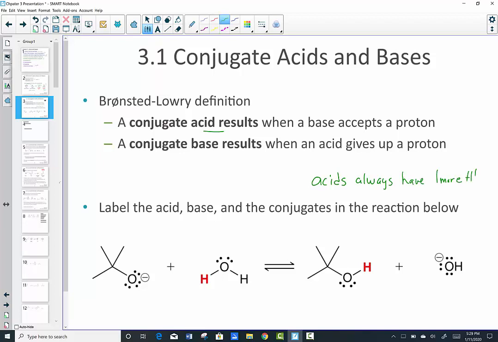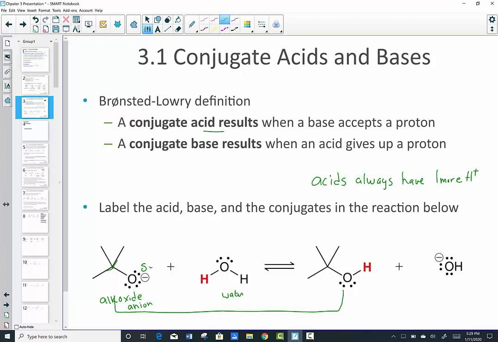So conjugates are those 2 species, one from the left side, one to the right side, that only differ by the absence or presence of a hydrogen ion. For example, this alkoxide anion. Hear that O? Alkoxide means it's got a carbon group with an oxide negative ion, an alkoxide anion, reacting with water. So now all of a sudden we have this very electron-rich oxygen area.